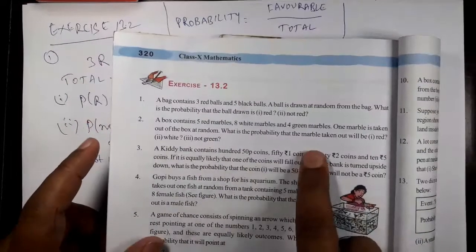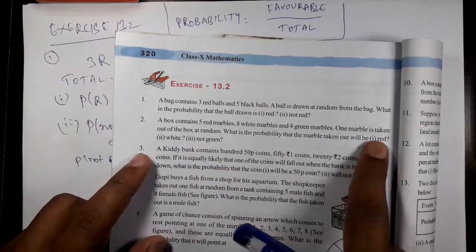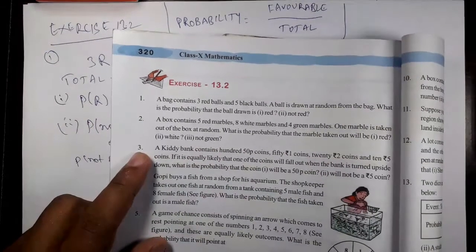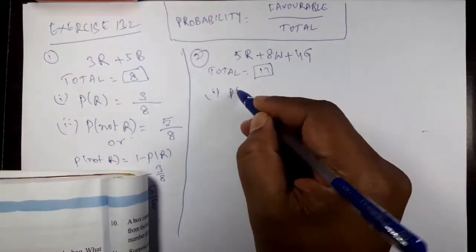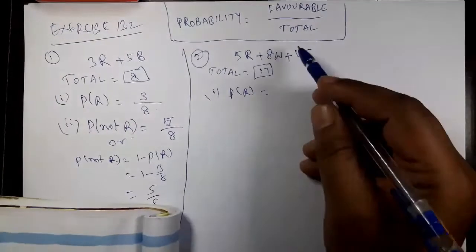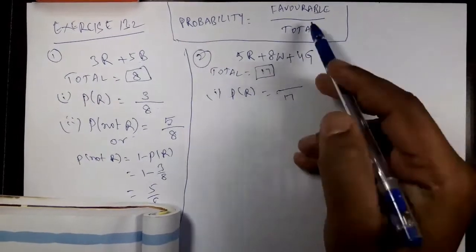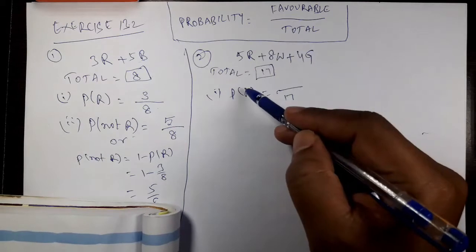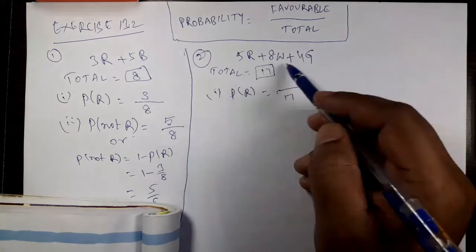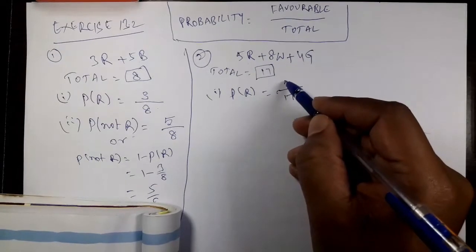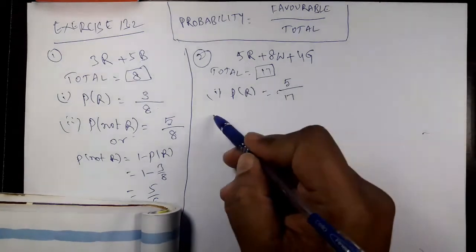Right? One marble is taken out of this box. But the probability that the marble taken out is red. Yes, first case is probability of getting a red one. Yes, tell me, what is the formula? Favorable by total. Denominator is total. What is total? 17. Coming to numerator, favorable. How many are favorable to this event? That is red. Of the 17, how many are red? 5 are red. So 5 is the number of favorable outcomes. So your answer is 5 by 17.